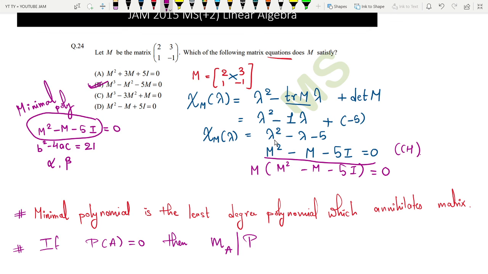So if any equation wants to satisfy that matrix, then it must be divisible by this. And if you observe, option A cannot be divided by this, option C cannot be divided by this, even option D cannot be divided by this. The only equation from the given options which is divisible by this is option B. Hence, option B is the only correct option. It is multiple select, but only one of the options is right. Right? So, by using this simple concept, you can get 2 marks in your JAM exam. Very simple question. I hope you understood the concept.